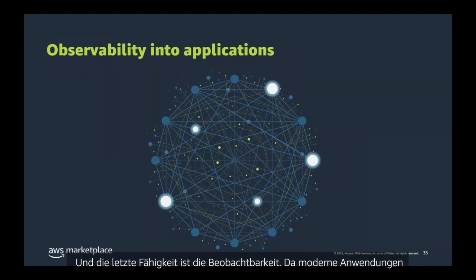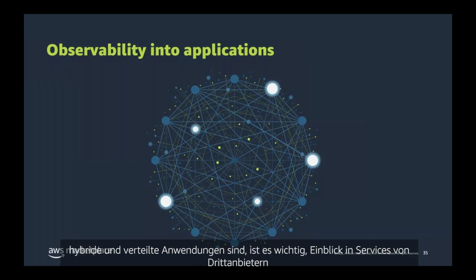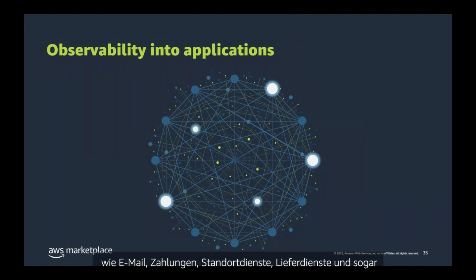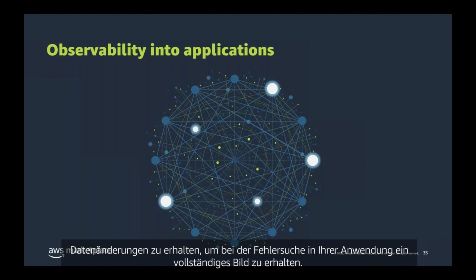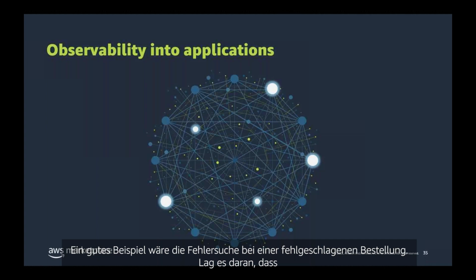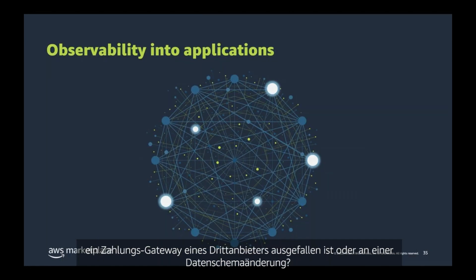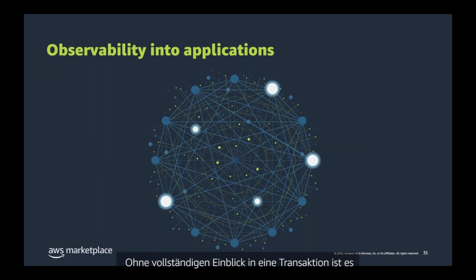And the last capability is observability. With modern applications being hybrid and distributed, it is important to get visibility into third-party services like email, payments, location services, delivery services, and even data changes to get a complete picture as you're debugging your application. A good example would be debugging a failed order. Was it due to a third-party payment gateway being down or a data schema change? Without complete visibility into a transaction, it is impossible to debug and get to a root cause.